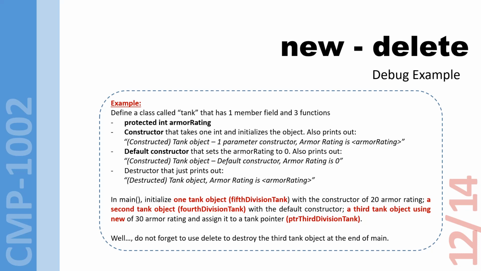Next, I'd like to have a default constructor which sets the armor rating to 0 and prints out the same thing. The only difference is that instead of saying 1 parameter constructor, it's going to say default constructor, and the armor rating is always going to be 0. Finally, I'd like to write down a destructor which should just print out destructed tank object, armor rating is whatever the value.